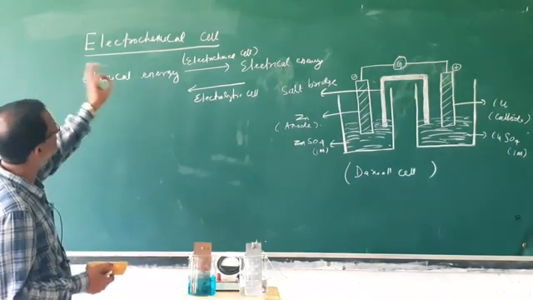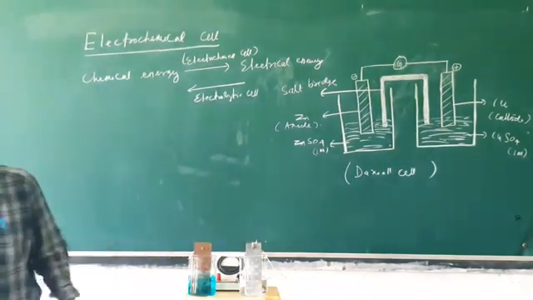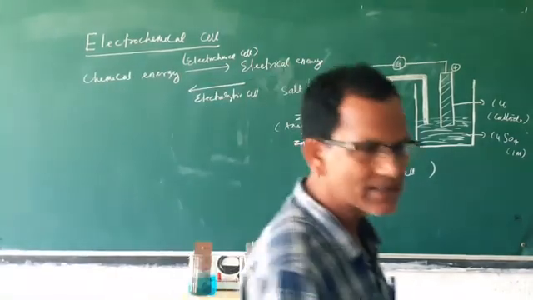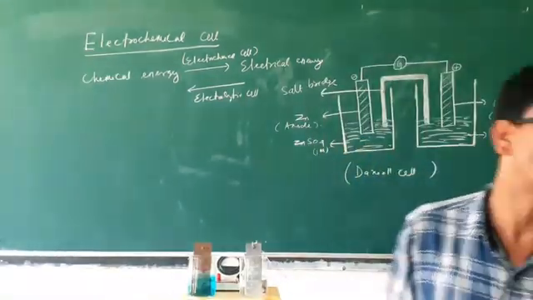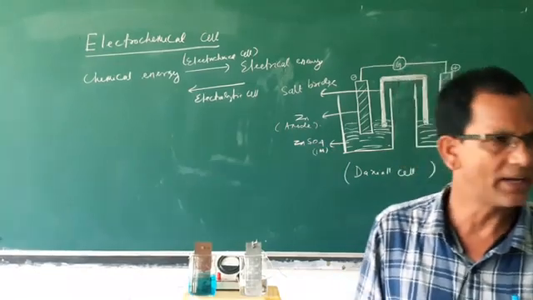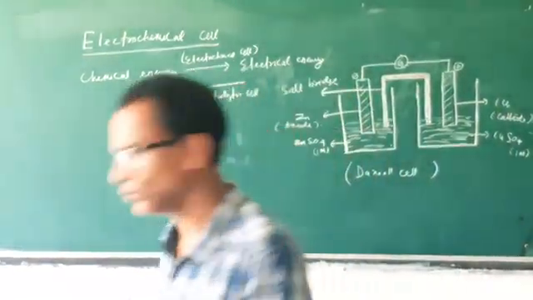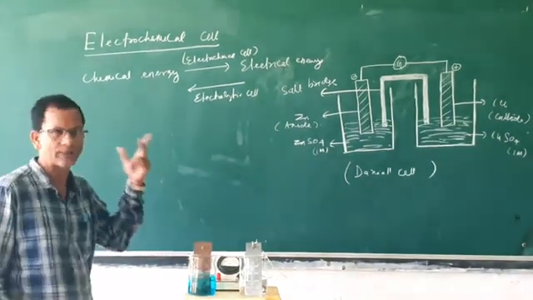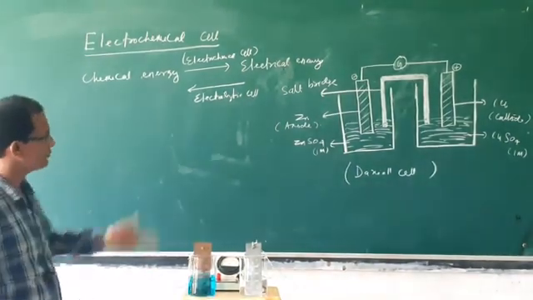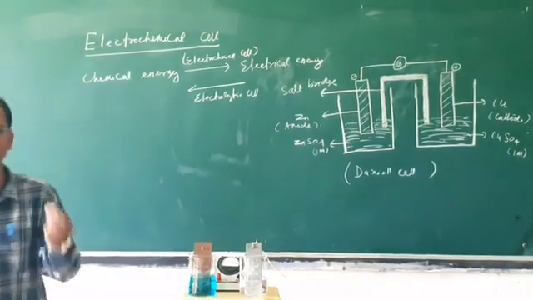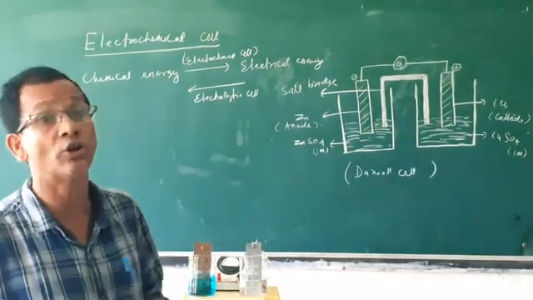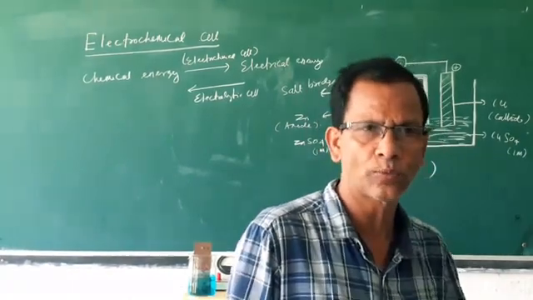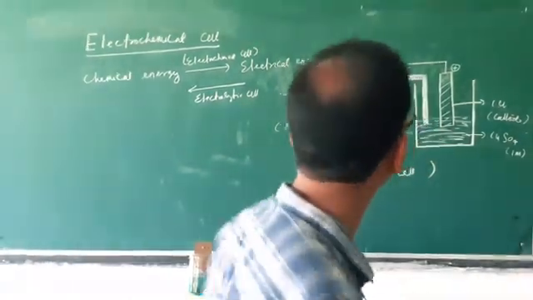In an electrochemical cell, every cell has two electrodes. One is the anode, another is the cathode. The cell also contains a particular electrolyte which conducts electricity, a medium through which electricity is conducted.